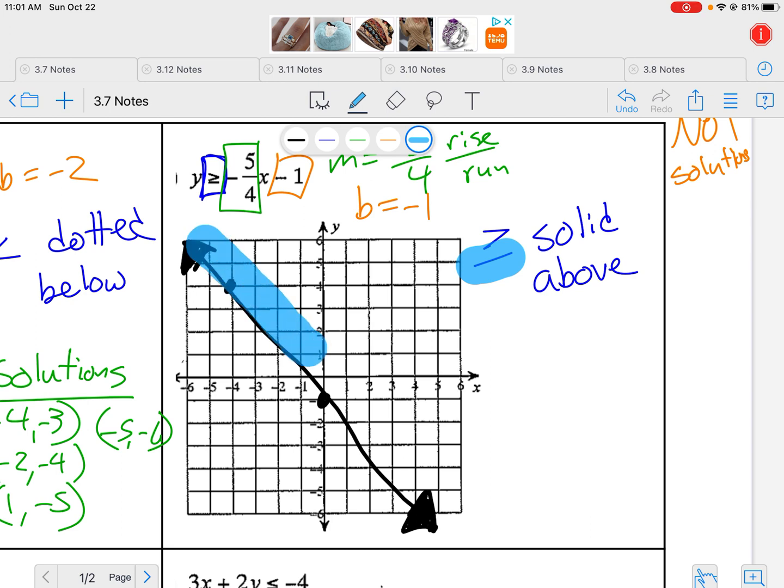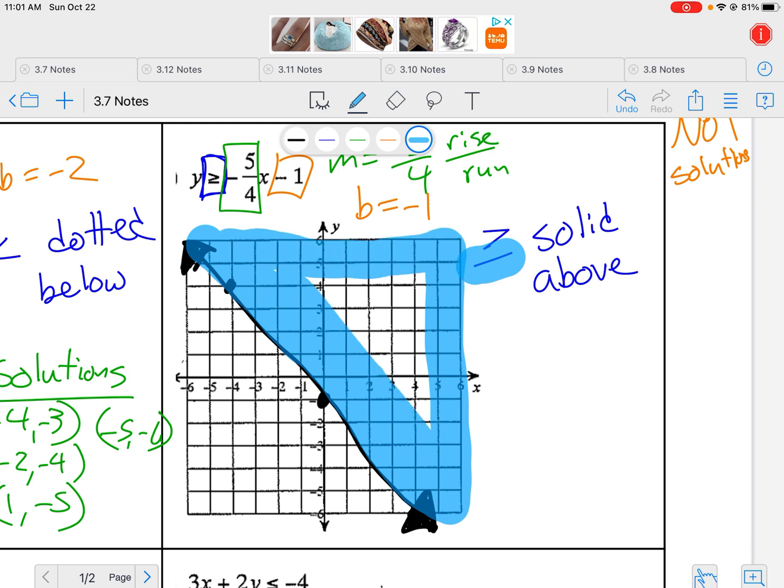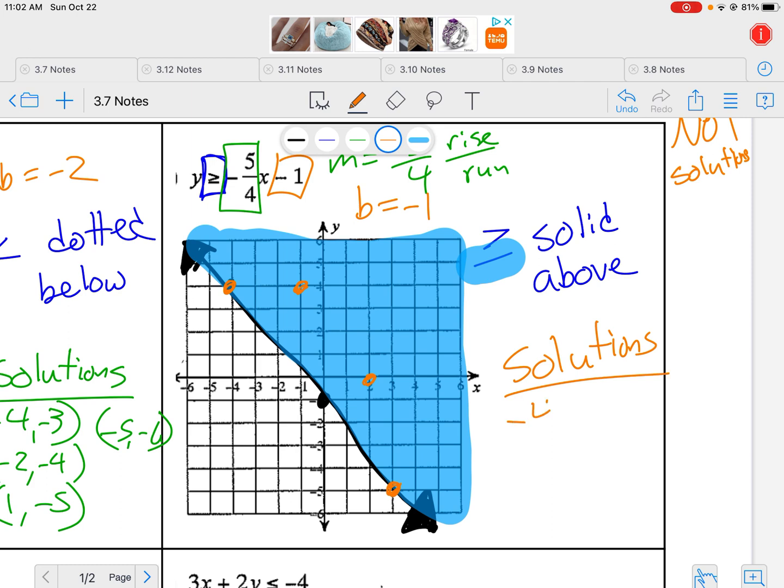So I'm going to shade everything on the line. And because it's greater than, I'm going to shade everything above. So this right here is my solution set. So I can put any point. So this point right here, this point here, this point here, and then that point right there are all on my solution set. So my solutions can be -4, 4.